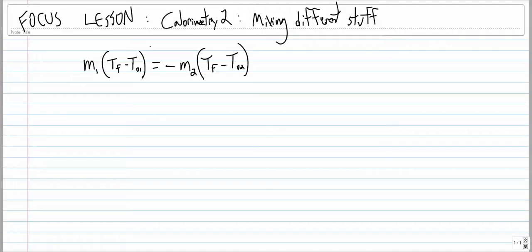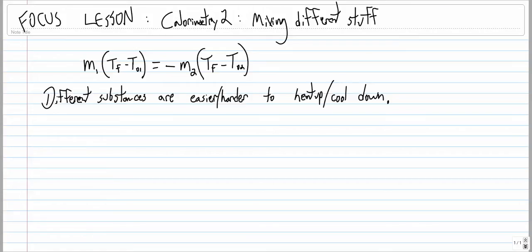So now, what if we want to mix things that aren't the same? Well, it becomes a little bit problematic, but it's still a pretty easy problem to solve, and let me explain why. I'm going to write something down, I'm going to pause it, and I'll be right back. Okay, here's my horrendous sentence. I wrote, different substances are easier or harder to heat up or cool down. That means that it takes different amounts of energy to heat up different substances.